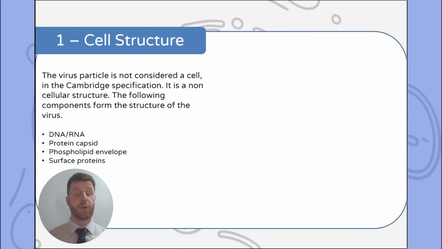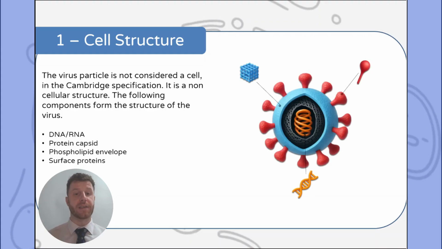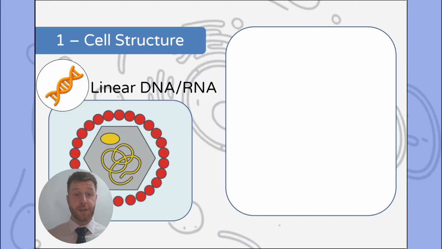We need to know the DNA or RNA structure, the protein capsid, the phospholipid envelope, and surface proteins. There are 4 things written there, but I've only got 3 on my diagram. I will allude to why that is in just a moment. So our first structure, linear DNA or RNA.